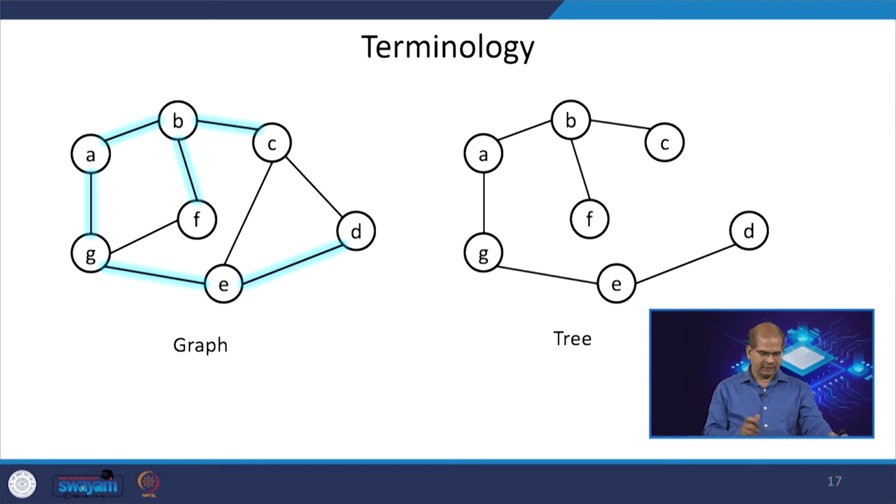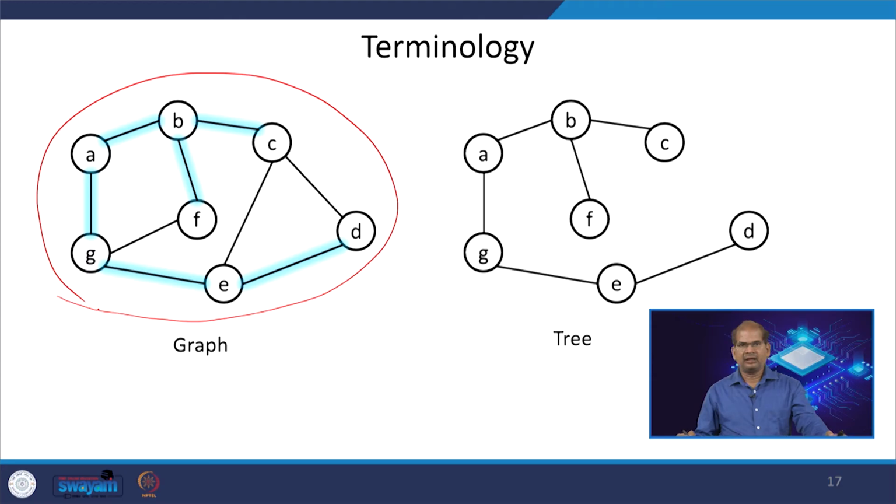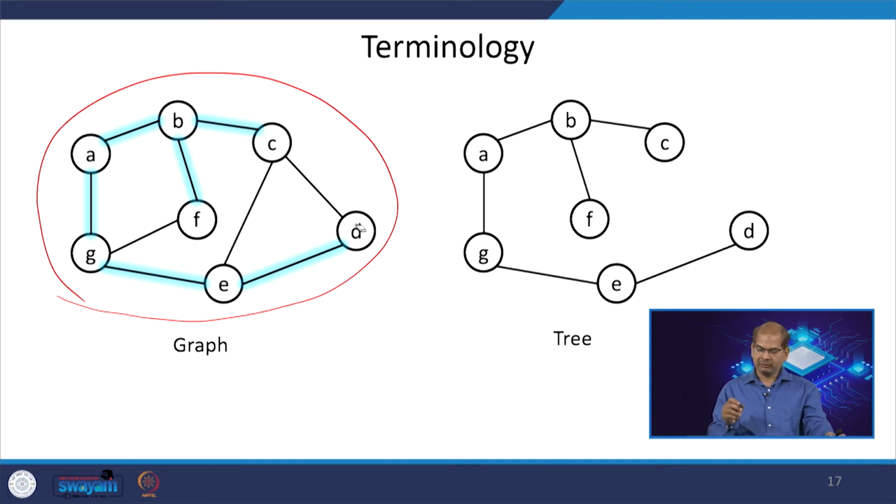This left hand side is a graph, and the right hand side is a tree. Why is it a tree? If you look into it, there is no cycle here. If I connect these two, it will create a cycle. That is why it is called a maximally acyclic graph. That means that if I add one edge to that tree, it will create a cycle, but in a tree I do not need a cycle.